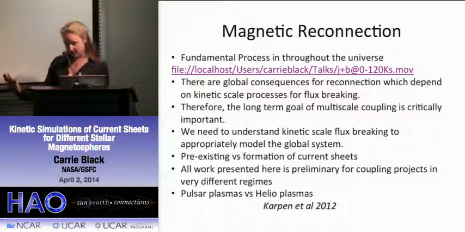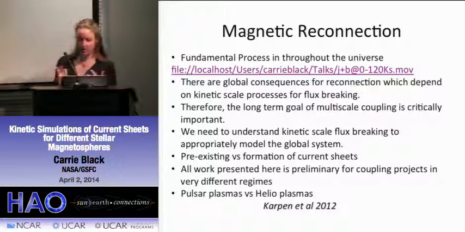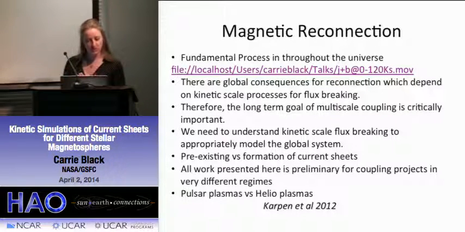That's not exactly the scope of this talk. The work's not quite there yet, but in the future we will definitely be working on this. And there are lots of people that are already working on how do we do this coupling appropriately. So as I said, we need to understand the kinetic scale flux breaking to appropriately model the global system. And that's really what I'm trying to do.